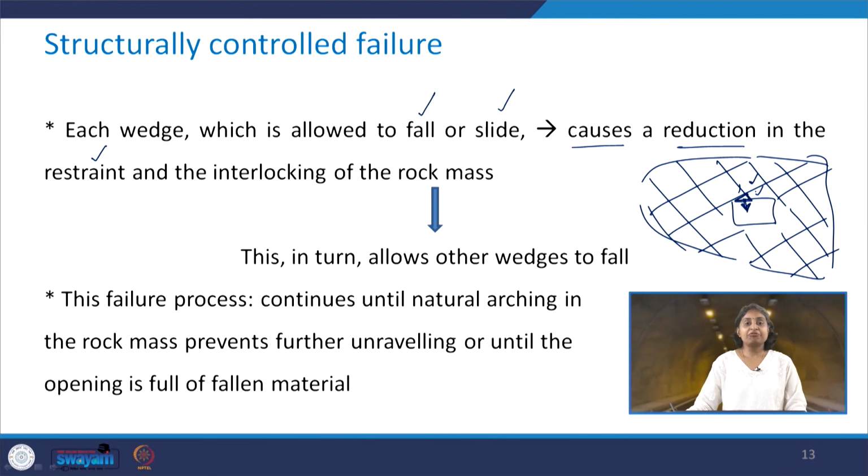This failure process continues until there is a natural arching which prevents the rock mass from further unraveling, or until the opening is full of fallen material. So, one needs to be extremely careful about the support system provision after the excavation is made.